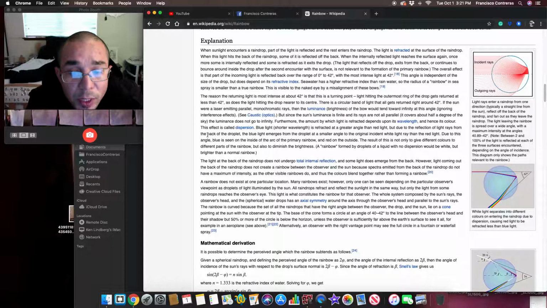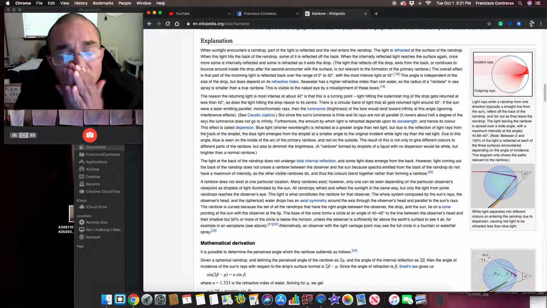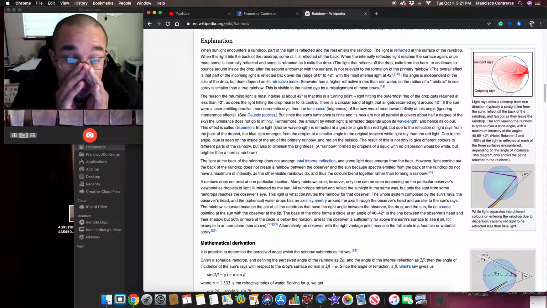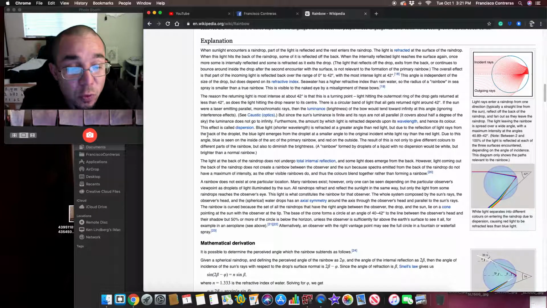For example, in an aeroplane, see above. Alternatively, an observer with the right vantage point may see the full circle in a fountain or waterfall spray.